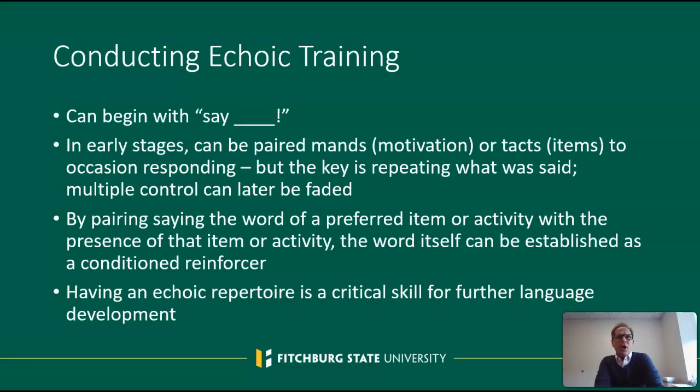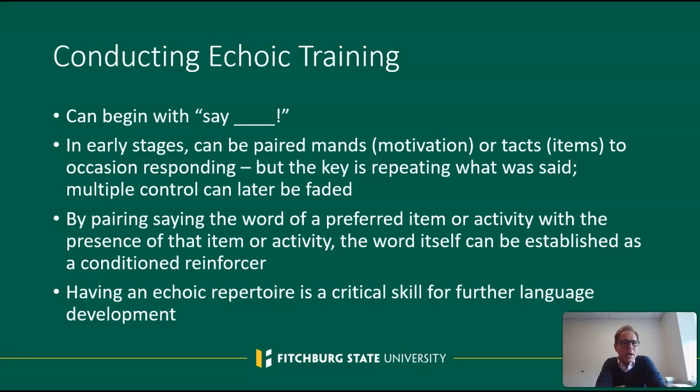So in the early stages of echoic training, we can pair echoics with mands. We can make sure that there's motivation or tacts to occasion responding. But again, the key is repeating what was said. We can later, though, fade that multiple control. And by pairing saying the word of a preferred item or activity with the presence of that item or activity, we may actually be able to establish the word itself as a conditioned reinforcer. Again, things become conditioned reinforcers based on their repeated pairing with other already established reinforcers.